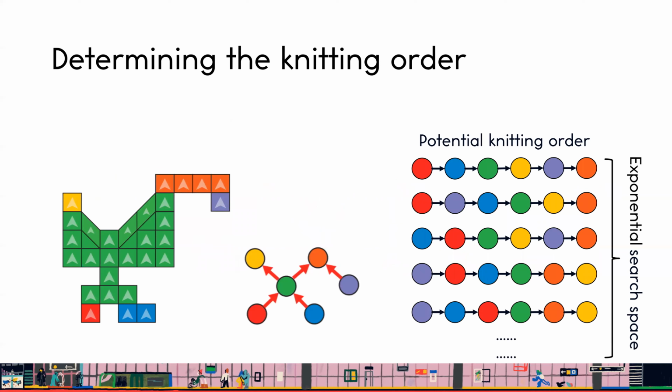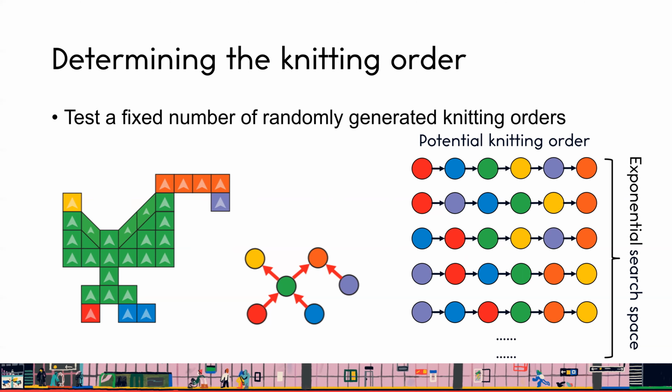Now we need to determine the order of grouping phases. Based on the knitting dependency, we can see the patch graphs are acyclic directed graphs, and the knitting order must obey the knitting dependency. Unfortunately, as with most resource scheduling problems, it is impossible to find a globally optimal solution in practice, given the potential space of the knitting order. Here we show a few of the potential knitting orders on the right.